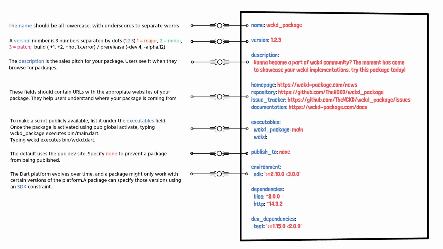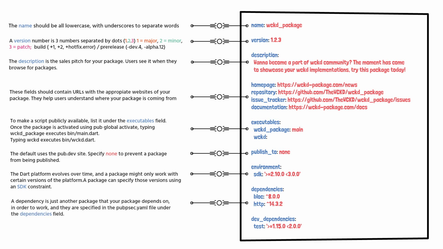As of Dart 2.12, omitting the SDK constraint is an error. And now I left this part at the end because it's one of the most important fields of any pubspec file: dependencies. Dependencies are one of the core concepts of Dart you really need to understand. A dependency is just another package that your package depends on in order to work, and they are specified in the pubspec.yaml file under the dependencies field.